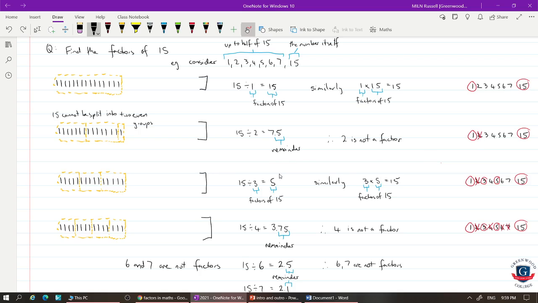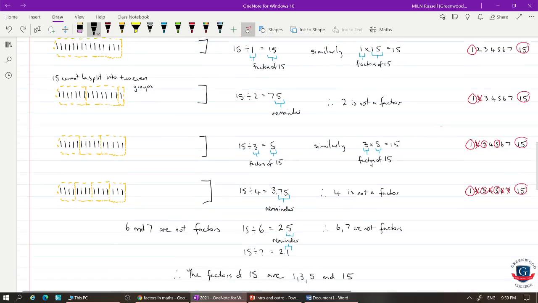Gone. Now let's try it for 3 groups. Well, we can split 15 into 3 groups. There would be 5 in each group. And we can show that with the division sum. 15 divided into 3 groups has 5 in each group. Similarly, we could do it with a times table. 3 times 5 is equal to 15. We can use 3 as a factor. If we multiply it by the whole number 5, that will make the number that we're trying to get. So over here, I've circled 3 and 5 to add to our 1 and 15 that we already found.